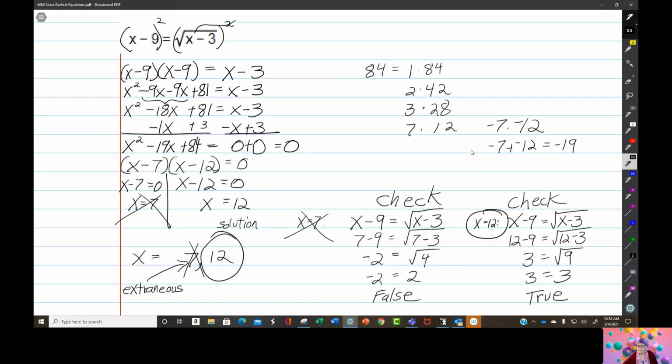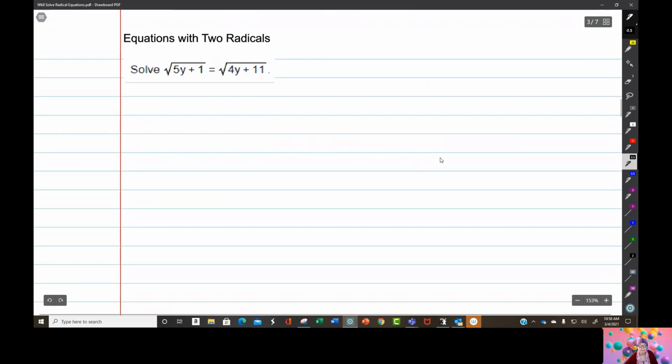Okay, let's do it again. Here we have two radicals. No worries, we're going to do exactly what we did before. Notice that this radical is all by itself on the left side of the equal sign, and this radical is all by itself on the right side of the equal sign. So they're isolated. One of them is isolated anyway. So we will square both sides.